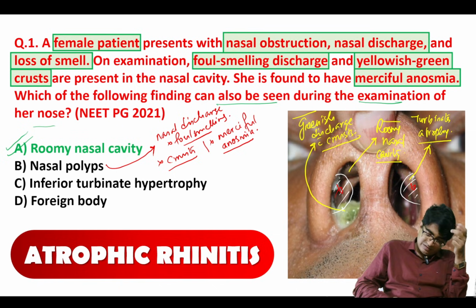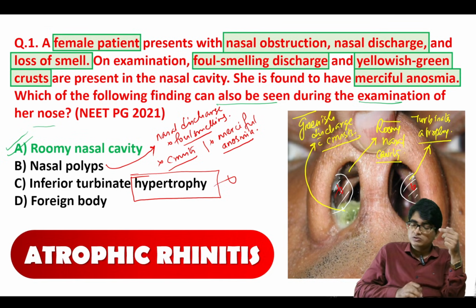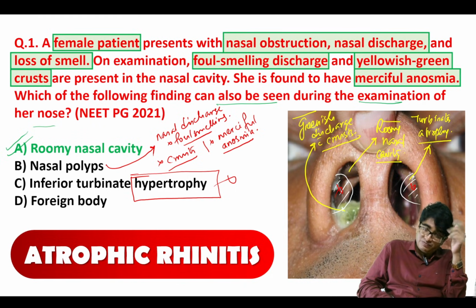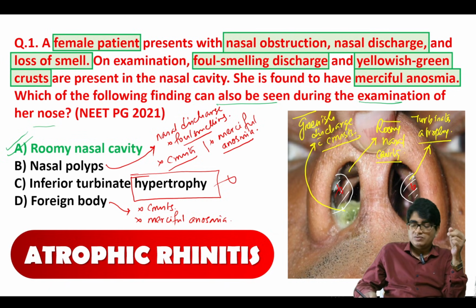Next, third option says inferior turbinate hypertrophy, ruled out. Obviously there is atrophy of the turbinates, so ruled out. Next, foreign body. In cases of foreign body, what happens? There is nasal obstruction as well as nasal discharge, maybe even foul smelling one, but no crusts and even no merciful anosmia. So there is no merciful anosmia as well.